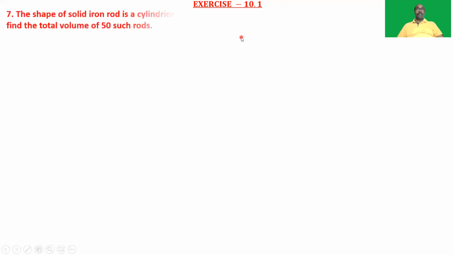So first of all, take the problem in exercise 10.1. The shape of a solid iron rod is cylindrical. Its height is 11 centimeters and base diameter is 7 centimeters. Then find the total volume of 50 such rods.